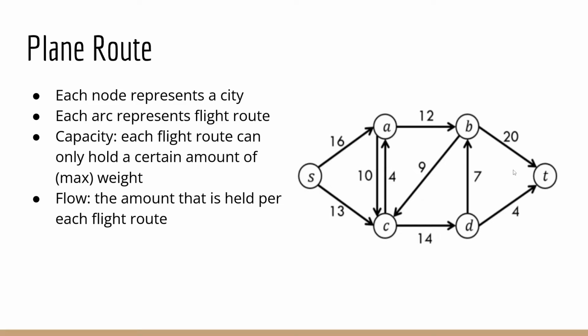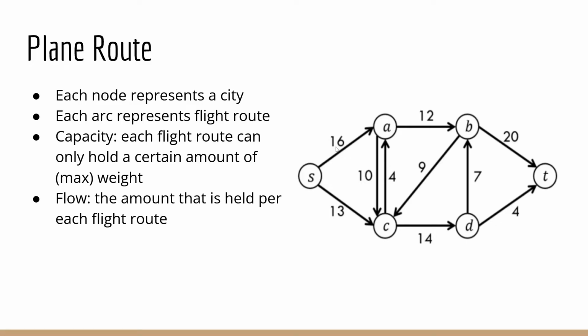So to show a real-world application of this problem, we have chosen to showcase a plane route. This is a top-down view of a plane route in the form of a flow network. Each node could represent a city. Specifically, node S is going to be the source, and node T is going to be the sink or destination. Each arc represents a flight route, and the number above it represents the capacity.